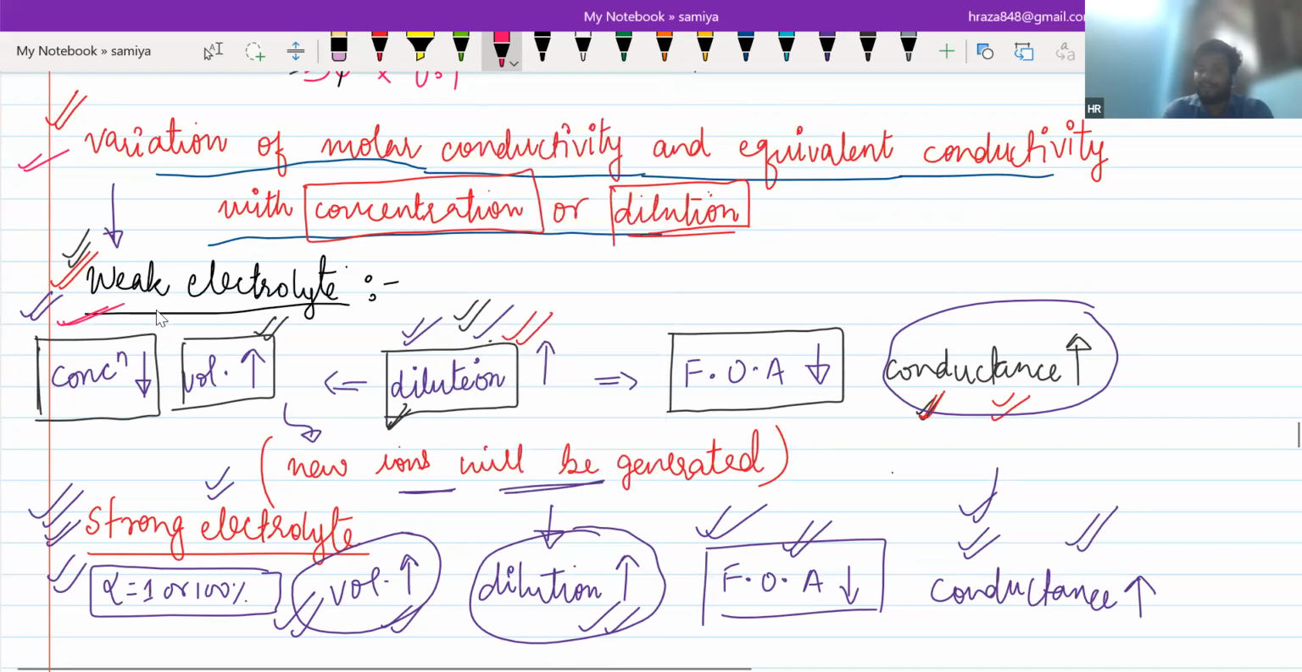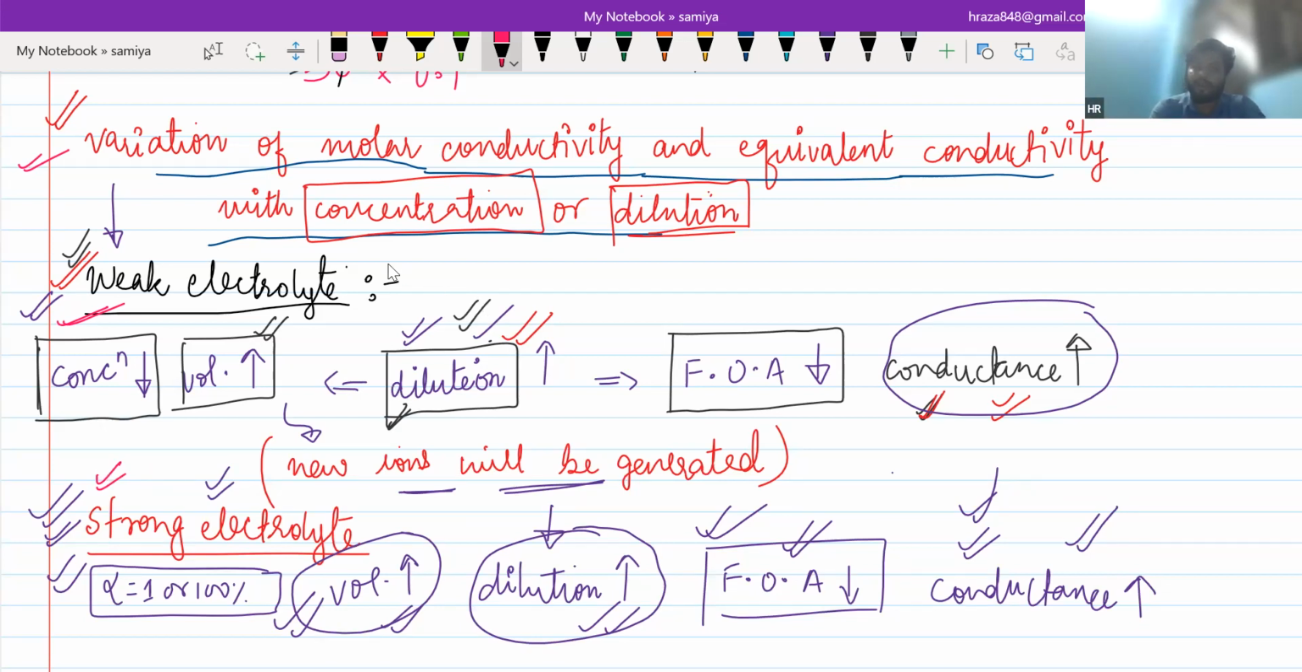Weak electrolyte, generally, the dissociation is very small. That means if you have weak electrolyte, its alpha's value will be 5% max. If you have 100 molarity, that means it will dissociate only 5 molarity. 5 molarity will be converted into product. But in case of a strong electrolyte, alpha means 100%. All the strong electrolyte will be converted into its ions.